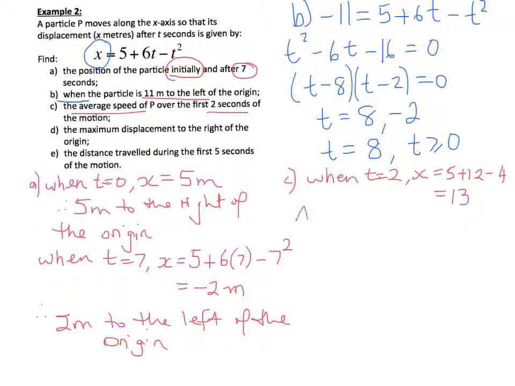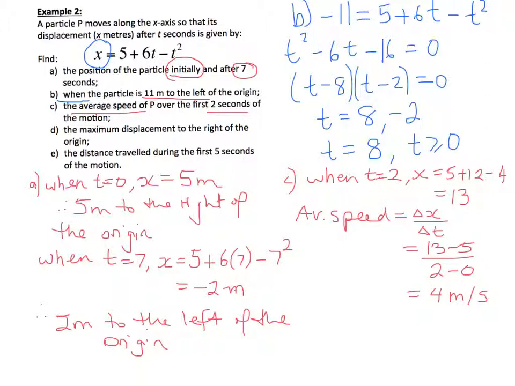So our average speed is going to be our change in x divided by our change in time. Our change in x is 13 minus 5. Our change in time is 2 minus 0, which ends up being 4. And speed is going to have the units metres per second, because the displacement was in metres, as we have up here, and we're talking about seconds for time. So it's metres per second.